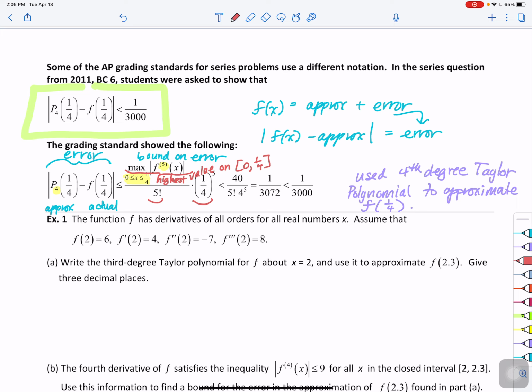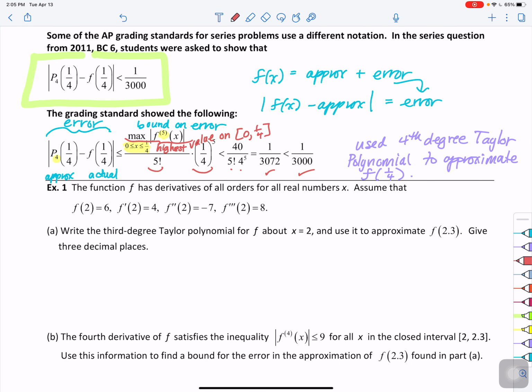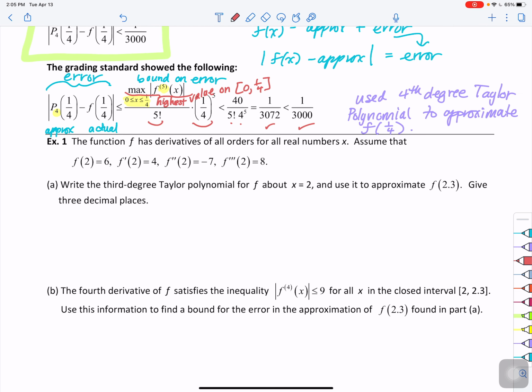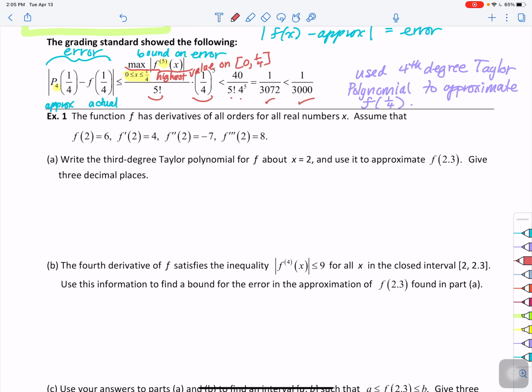They found that to be 40 in this problem. They still had 5 factorial, 4 to the 5th, from the 1/4 to the 5th. And then there it is, and it was less than 1/3000. Without knowing that problem, I guess it didn't make much sense, but I think it should help. Let's go ahead and take a look.